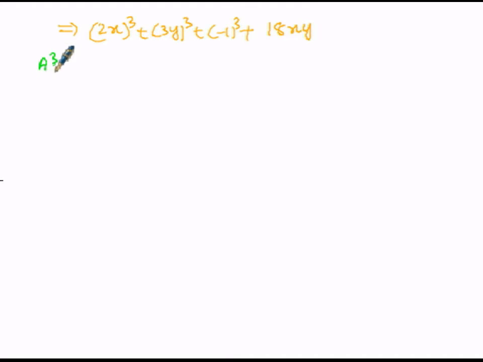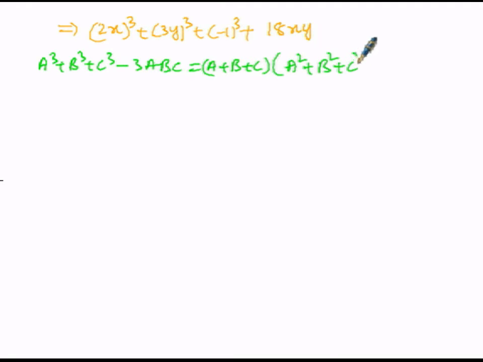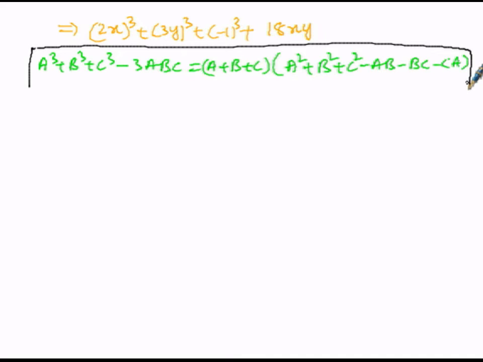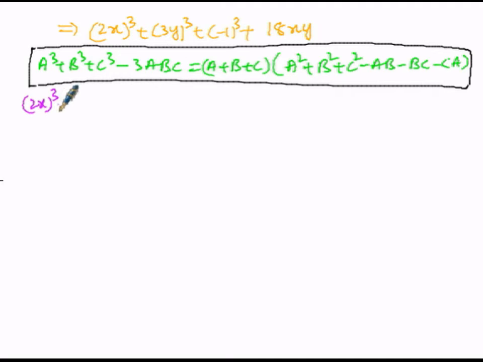So here this is in the form of a³ + b³ + c³ − 3abc, which equals (a + b + c)(a² + b² + c² − ab − bc − ca). Now let us compare the terms in order to find out the factors. So here (2x)³ + (3y)³.